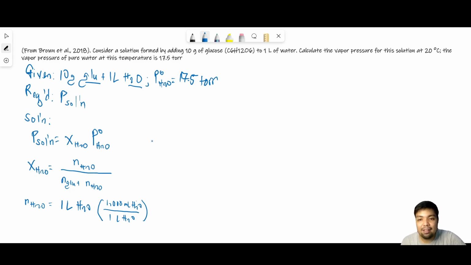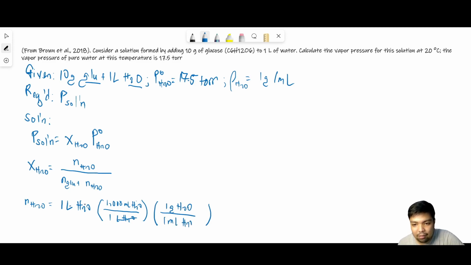And we know that the density of your water, so I'll just write it here as a given, is 1 gram per milliliter, right? So we can use this as our conversion factor to convert our volume in milliliters to its mass in grams. So we have 1 gram of your water over 1 milliliter of your water. So the milliliters cancel out, and what remains is the gram. Oops, let me erase the parentheses.